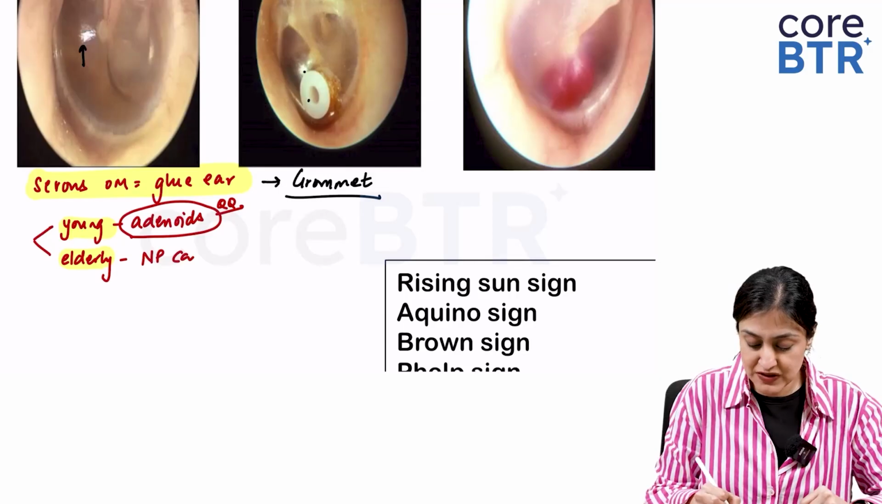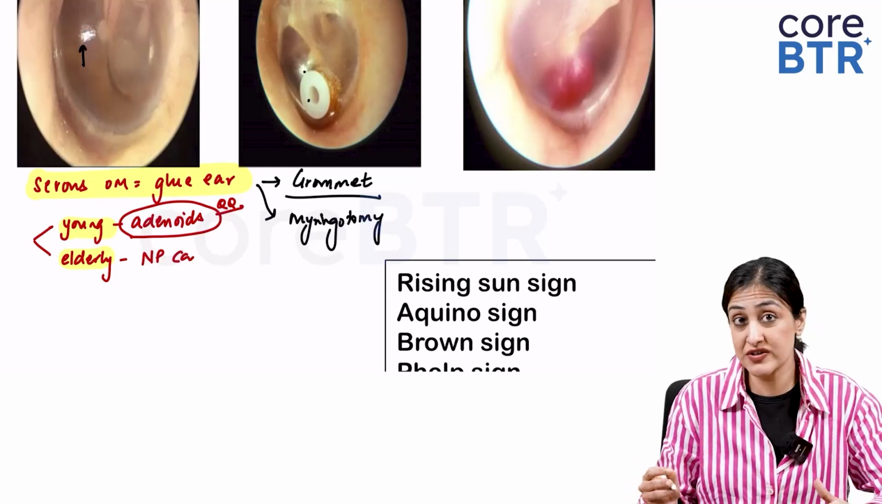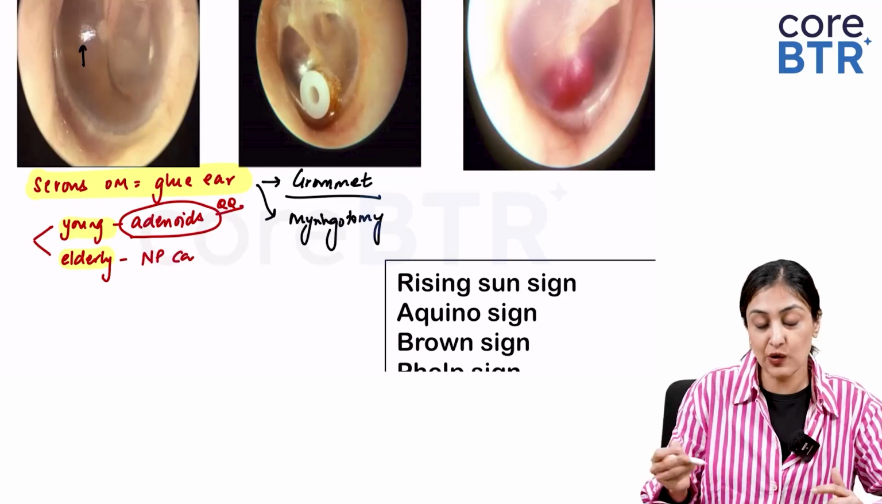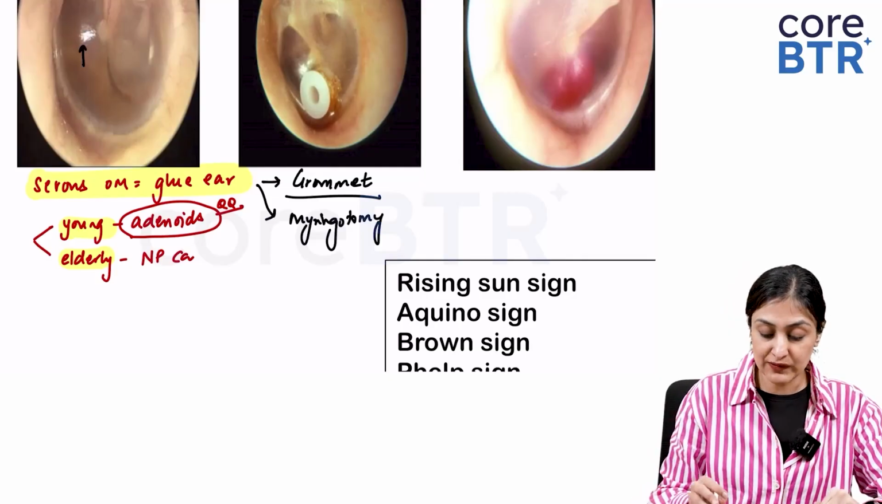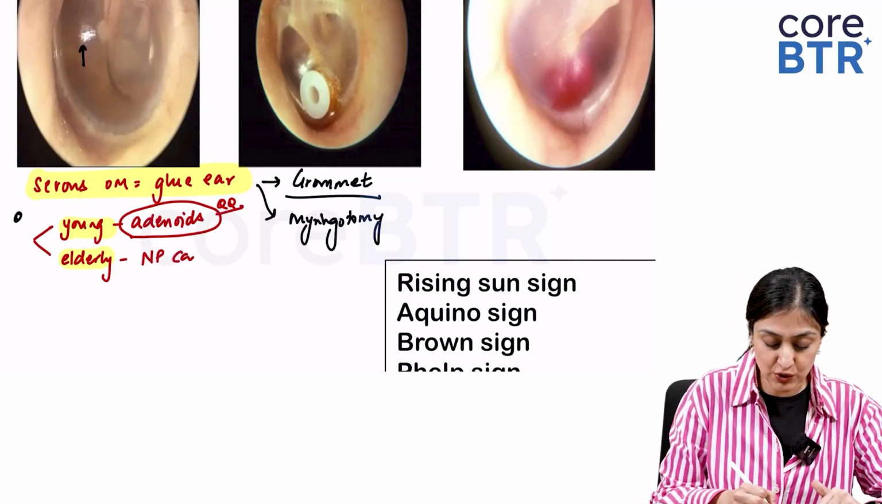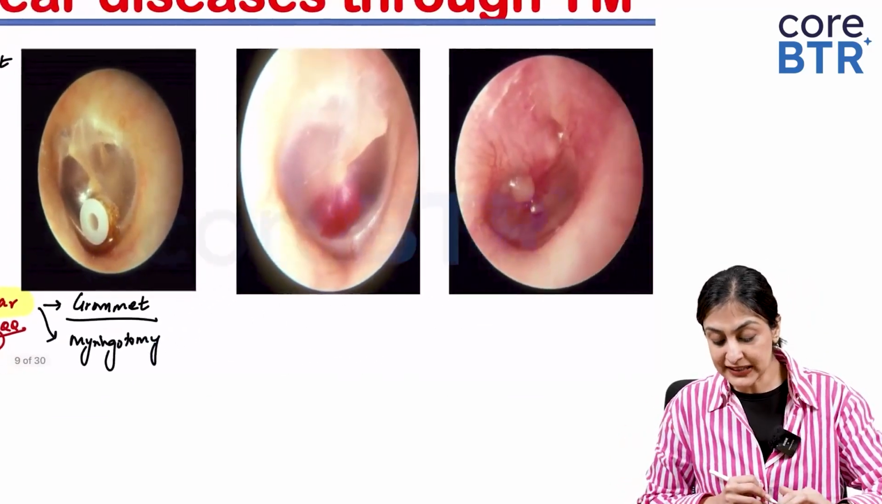So the treatment of serous otitis media is myringotomy plus grommet insertion, and as soon as the fluid is drained, the ear is dry, the grommet falls off on its own, right? So it's very efficient that way. So this is what we need to remember, and they've asked this question on the causes of glue ear multiple times.